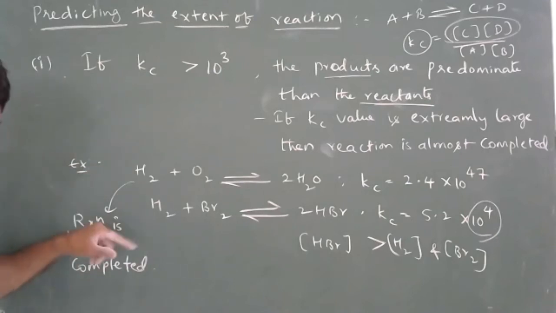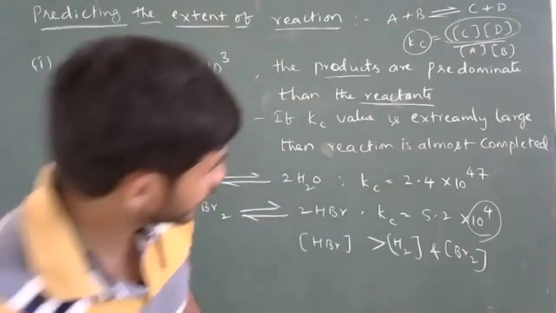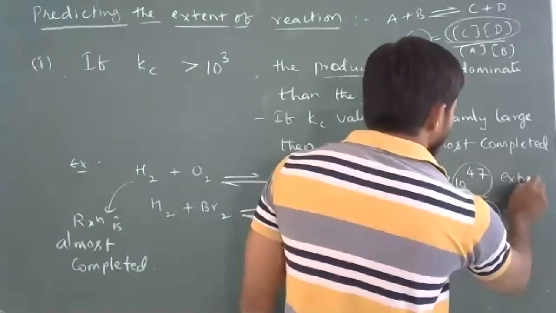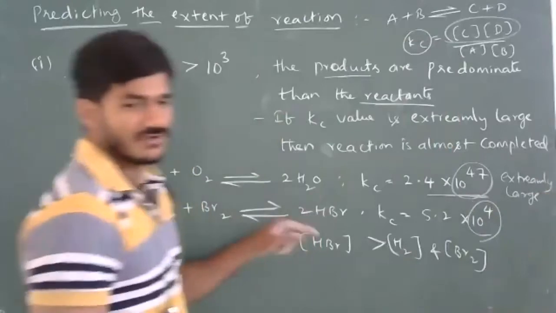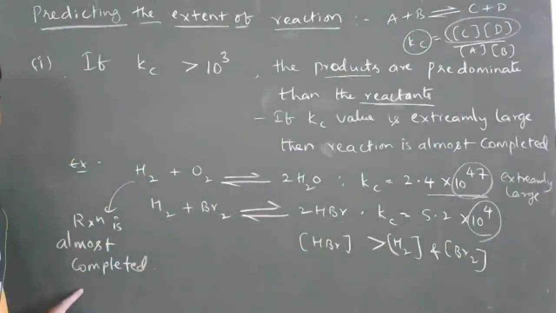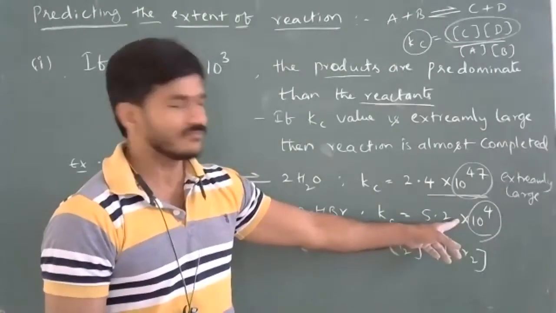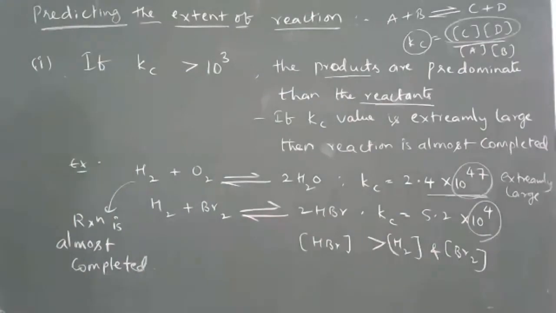Understood? If Kc value is extremely large, like 10 power 47, extremely large, the value of Kc explains that the reaction is almost completed. But whenever Kc is just beyond 10 cube, we can say that products are in more concentration than reactants. Right? This is the point.